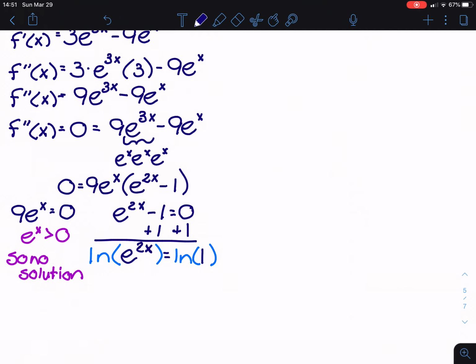The natural log and the e undo each other, and all I have left is 2x. And the natural log of 1, if you don't know what that is offhand, stick it in your calculator and you'll find out that it equals 0. So that tells me that x equals 0. This is my critical point.